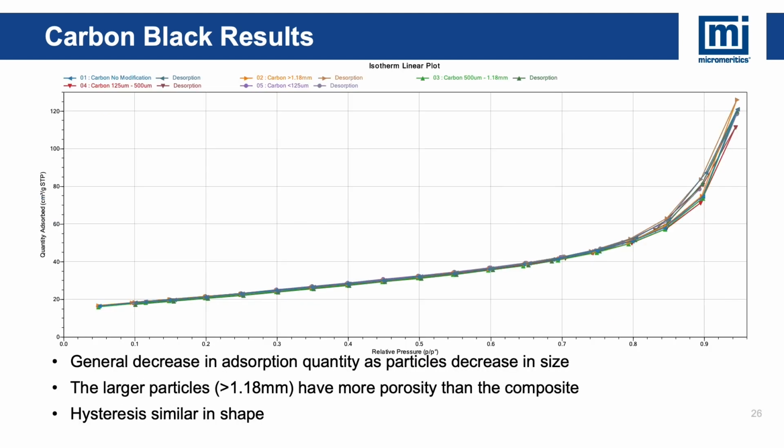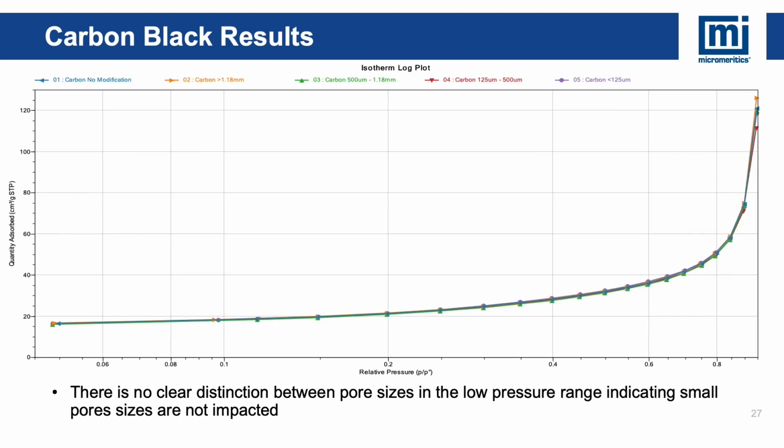The isotherms for the different size ranges are similar in shape and shift downwards from the largest to smallest size range, indicating a decrease in adsorption quantity. The isotherm for the unmodified material falls in between. There are no differences between the isotherms in the lower pressure region.